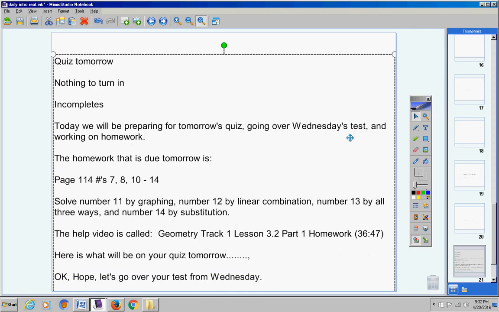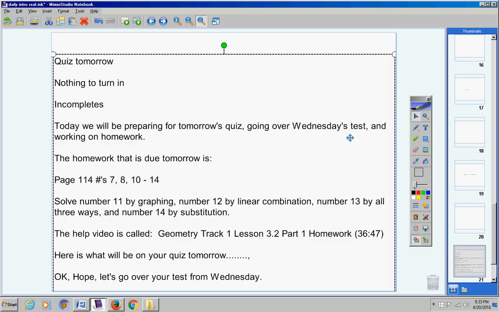Let's go over your test from Wednesday, so please get out your test. Great job on your test. I was very proud of you. Let's go over something very quickly first. Go to the very back of your test, and let's look at numbers 19 through 24. You missed number 22. That is not addition. Hope, that is substitution.